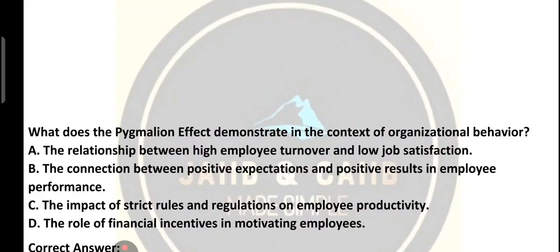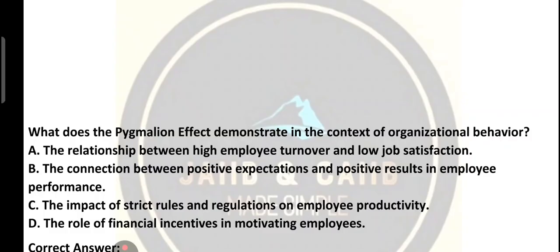So let's go through option A, the relationship between high employee turnover and low job satisfaction. Let's simplify it. This means when employees are unhappy at work, they are more likely to leave the company. Yes, this is a real issue, but it is not related to the Pygmalion effect. That is a different concept altogether. So option A is not correct.